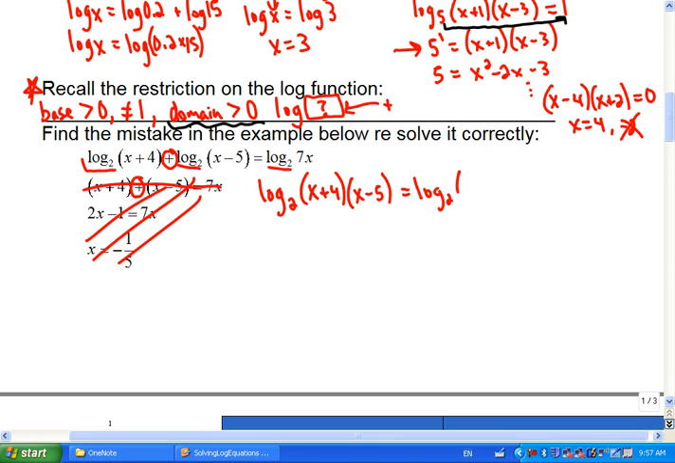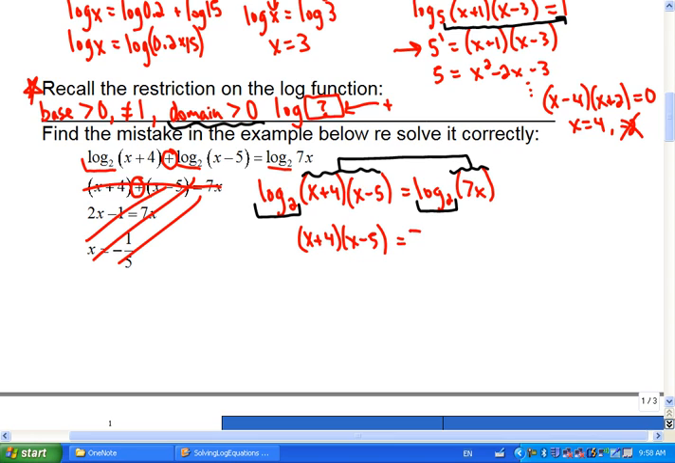So first, I'd have to go like this. And now I'm in a situation where I have a single logarithm and another logarithm. So both are in base 2. The only way that those two things can be equal is if this equals to this. So that's where I should have stopped, to say x plus 4 times x minus 5 would be equal to 7x. Okay, so remember, you can't just drop the logarithms. You actually have to use the log rules appropriately.